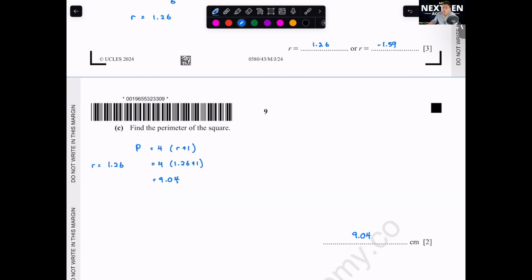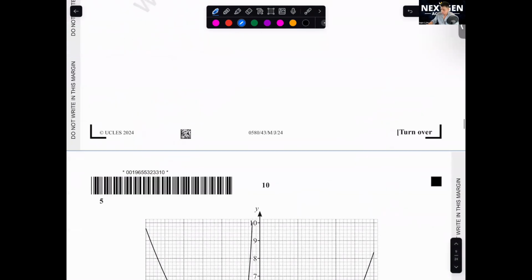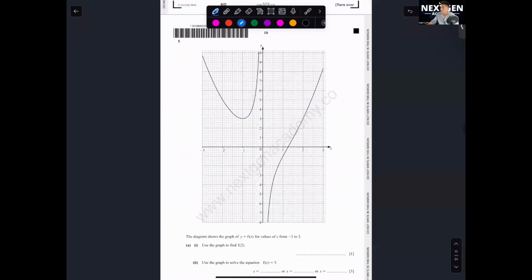Number 5, this one most likely will come out as one question in your exam. We count the total marks for this one. Let's see, how many marks? 1, 3, 4, 5, 6, 7, 8, 9, 10, 11, 12, 13 marks. This is a 13-mark question.